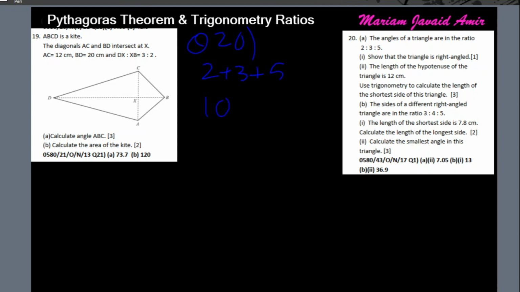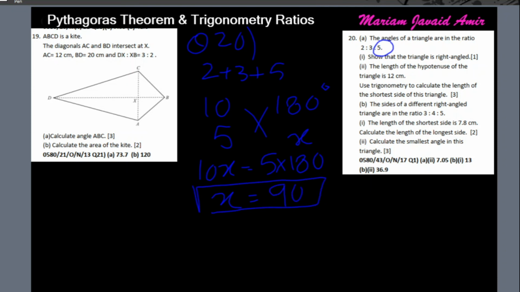So 10 is the total ratio, and the sum of all angles in a triangle is 180 degrees. So to show it's a right angle triangle, we have to show that the biggest angle with the ratio 5 should be equal to 90. So 10x equals 5 times 180, so x equals 90. This gives us 90. So we've shown that it is a right angle triangle.